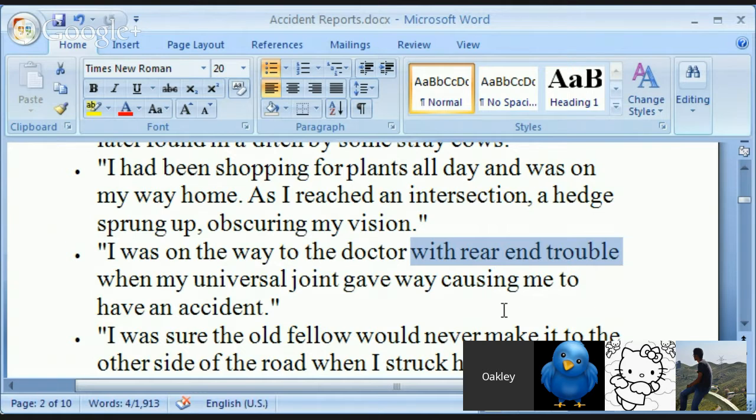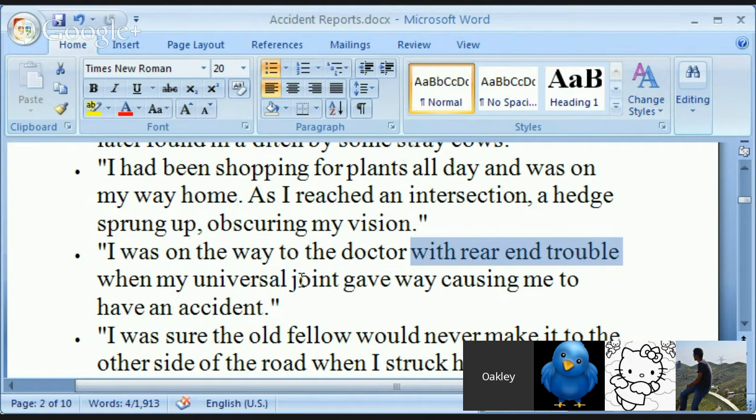But we also say rear end trouble to talk about, again, the back of a car. So I think what he really meant was he already had problems with the back end of his car. There were some kinds of problems. I think that's what he meant, but it sounds like he's going to the doctor for back trouble, no? But I don't know. We can't tell. That's the problem. This is very redundant. We don't know if the trouble's with his car or his butt.